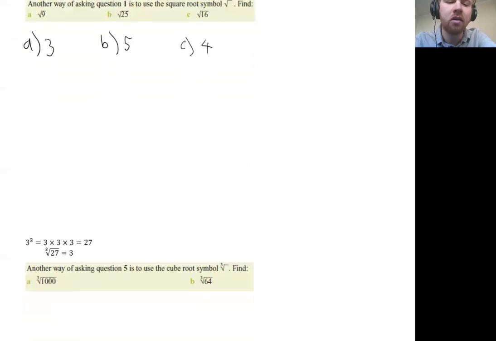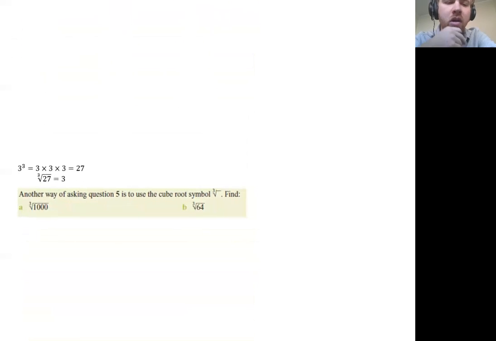What about, here's an interesting example. 3 cubed, or 3 to the power of 3. We know that 3 cubed is just 3 times 3 times 3. So you've got 3 3's all multiplied together. 3 to the power of 3 is 27.